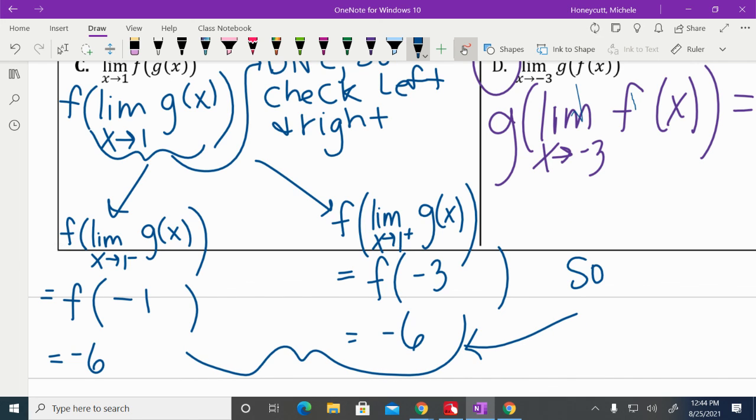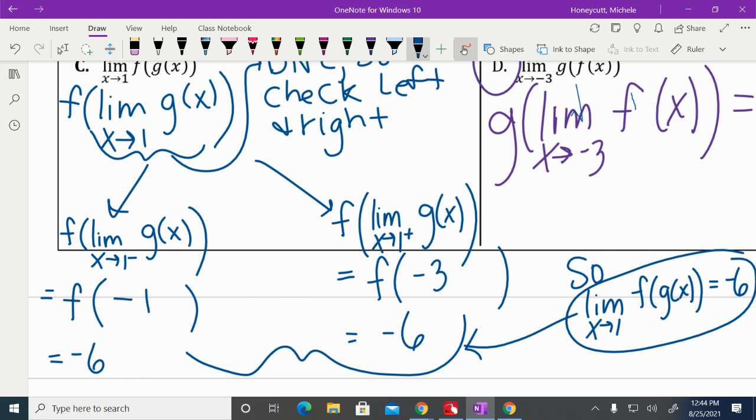So, how do I write that? The limit as x approaches 1 of f of g of x equals negative 6. Just be aware, if the limit does not exist in a composition, check the left and right sides first.